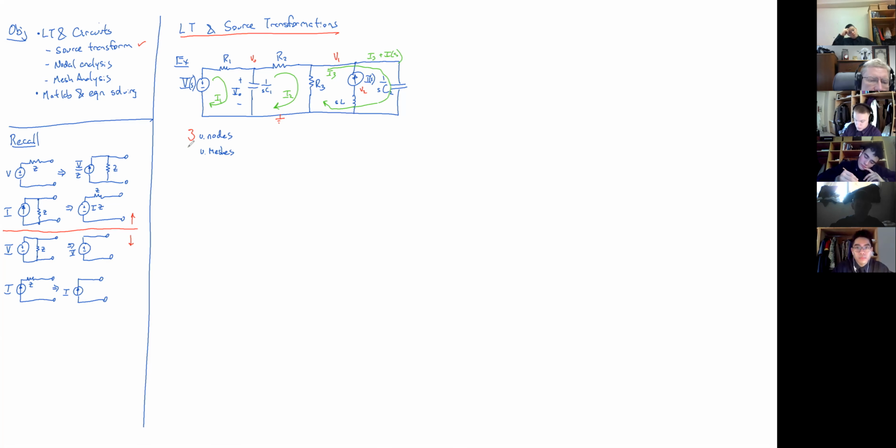So we've got 3 nodes. We've got 3 meshes. How about if we use superposition? How many circuits would we have then?